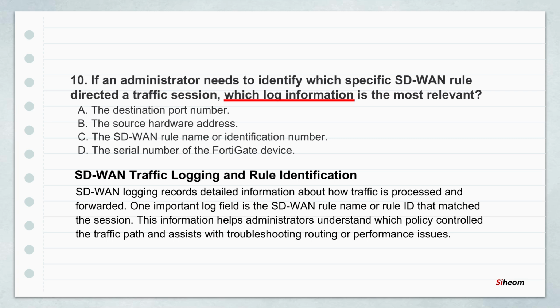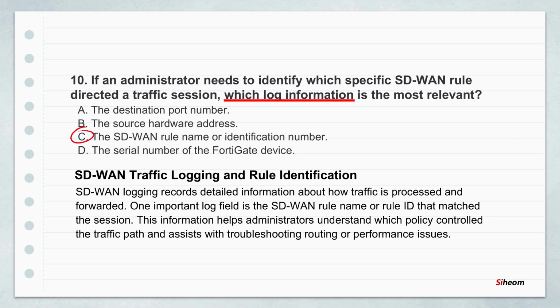Logging is everything. It is. The exam wants you to know that you must look for the SD-WAN rule name or identification number in the logs. That's answer C. It's not the destination port or the source hardware address. In an enterprise environment, a FortiGate might have dozens of overlapping SD-WAN policies. You have rules routing traffic based on application signatures, rules based on lowest cost, rules based on best quality, and rules utilizing dynamic BGP routing updates. It's a massive routing matrix.